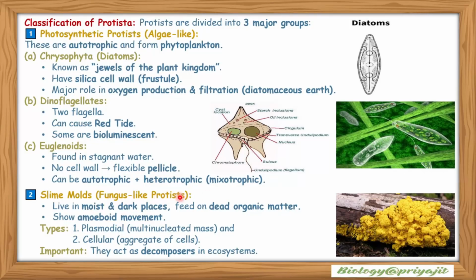Slime molds or fungus-like protists, they live in moist and dark places and feed on dead organic matter. They show amoeboid movement. The slime molds are of two types: plasmodial, which are multinucleated masses, and cellular, which is the aggregate of cells. Important concept: they act as decomposers in the ecosystem.